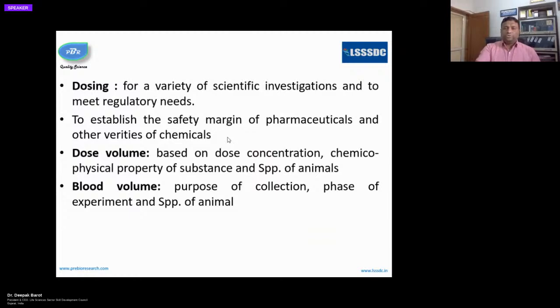A few things about dosing. It can be the oral route, intravenous, intramuscular, subcutaneous, intradermal, or any other route of administration. These are the routes through which you give the drug substance to be tested, either for efficacy, PK, or toxicology. You have to administer the drug. So for each species, how much dose volume by which route is well defined in the guidelines also. Please follow that. Even when you withdraw blood samples, there are well-defined guidelines you have to follow for the blood volume to be taken.